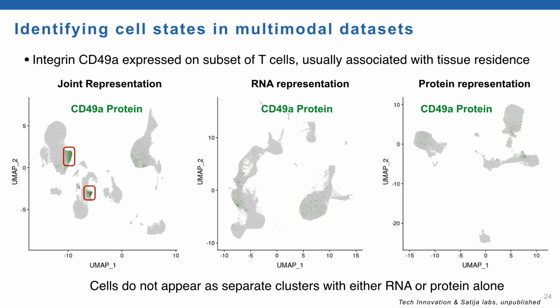Another example I want to show is this expression of integrin CD49 alpha, which is expressed on a subset of T cells, and it's usually associated with tissue residence, especially in the skin. If we look at RNA representation or protein representation and look at CD49 protein expression, it's all over the place. It's scattered throughout a bunch of different cells. However, when we do joint representation, we really clearly see two distinct clusters here, one in the CD4 group of cells and one in the CD8 group of cells, which we don't know what these are, but they're potentially interesting, and it's nice to see how strikingly they pop out with the joint representation.